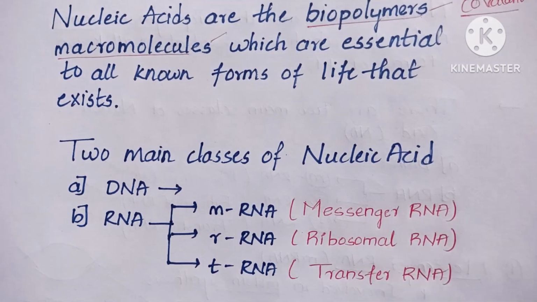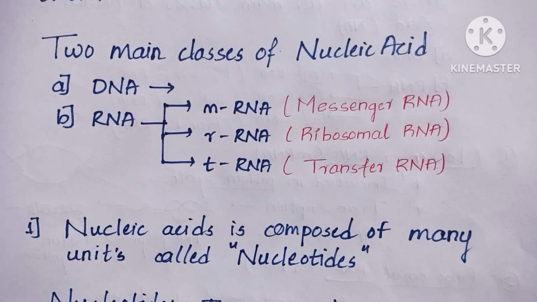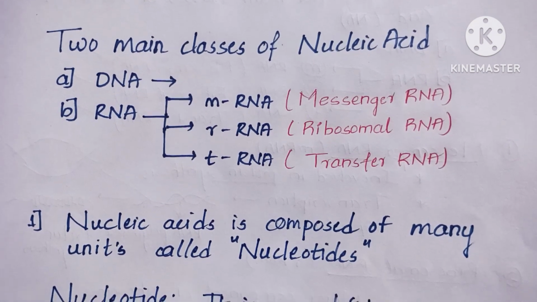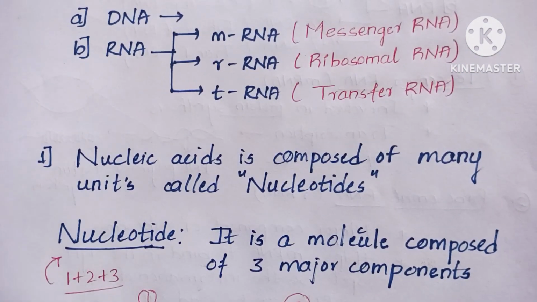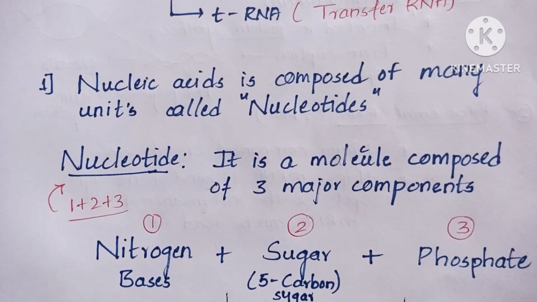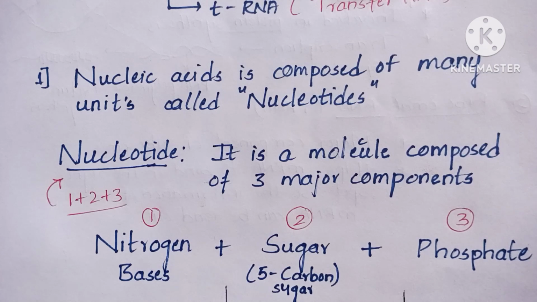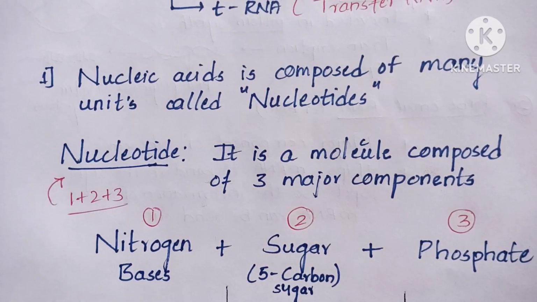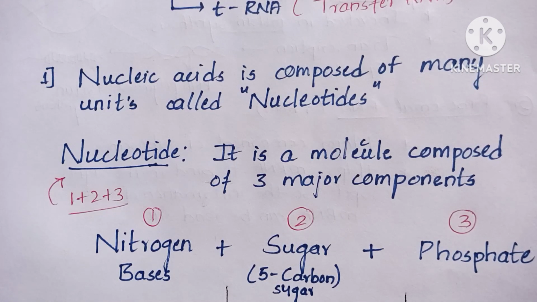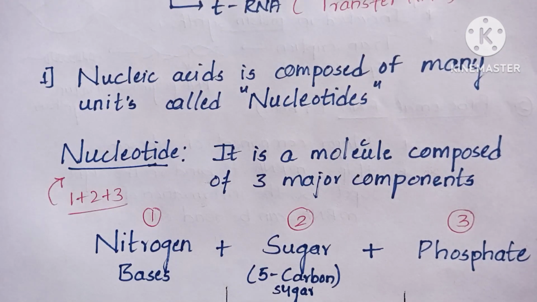What is a nucleotide? A nucleotide is a molecule composed of three major components. The first is the nitrogen base, the second is sugar, and the third is phosphate. Nitrogen bases are organic molecules which contain nitrogen in their rings. The four nitrogen bases we studied in the previous class are adenine, guanine, uracil, and thymine, whereas sugar is commonly known as a 5-carbon sugar.